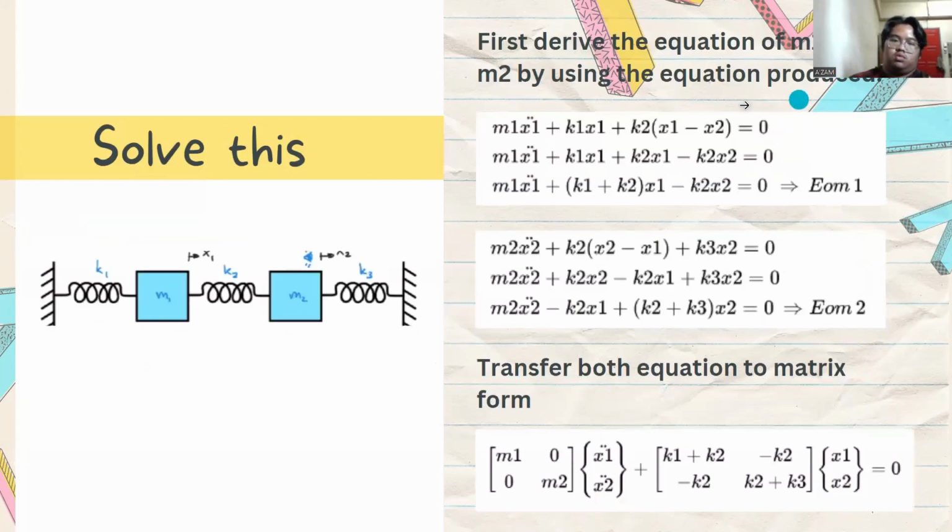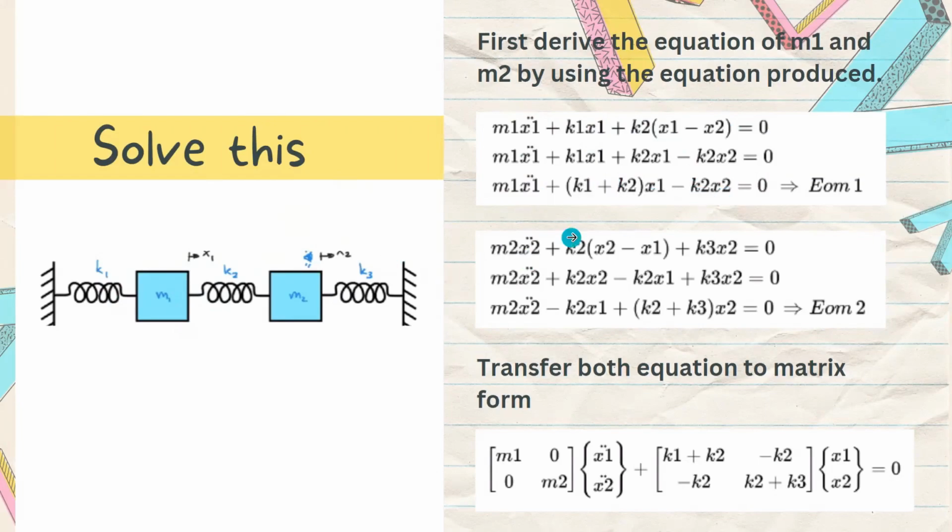So first, we need to derive the equations of m1 and m2 by using the equation produced. We solve m1 first. So how to solve this? First, we write down m1 x1 double dot because the deflection is x1. The k1, which is the spring attached to m1, is also deflected by x1. So we add k2. The k2 is compressed by x1 and extended by x2. So this is the first equation. And we need to rearrange this in terms of x1 double dot, x1, and x2.